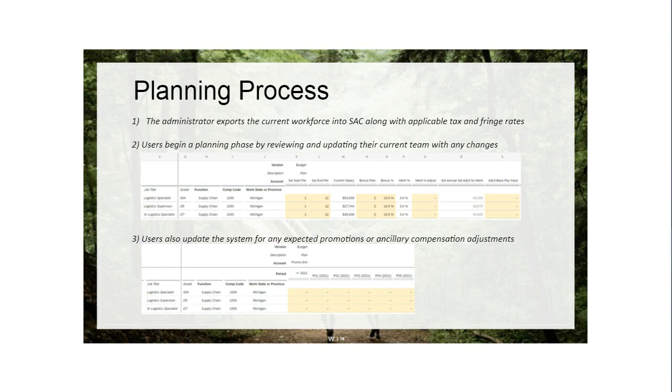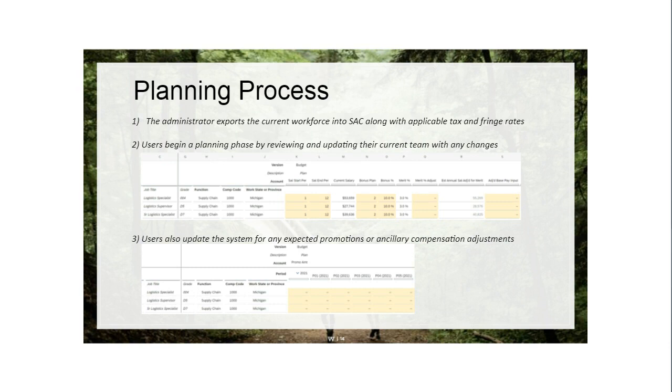So the first step in our process is that we have an administrator that reports into my team that exports the current list of the active employees into SAC along with applicable tax and fringe rates, depending on the jurisdiction, state or country, province, et cetera, that they're in. That stages up all the data for the work that needs to be done for our planning cycle.